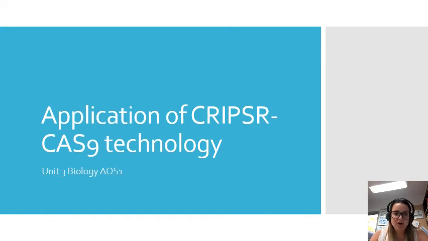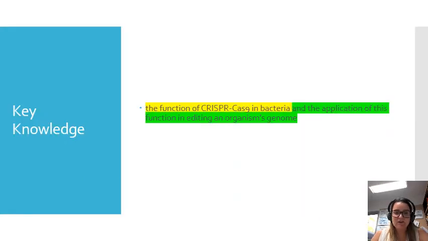Okay, so in this video, we're going to look at how we can apply CRISPR DNA technology. In terms of the study design, the last video looked at the actual function of CRISPR-Cas9 in bacteria, and a bit of background into that. If you haven't watched that video, you need to definitely watch that first. This video goes into how we can apply this in editing an organism's genome.